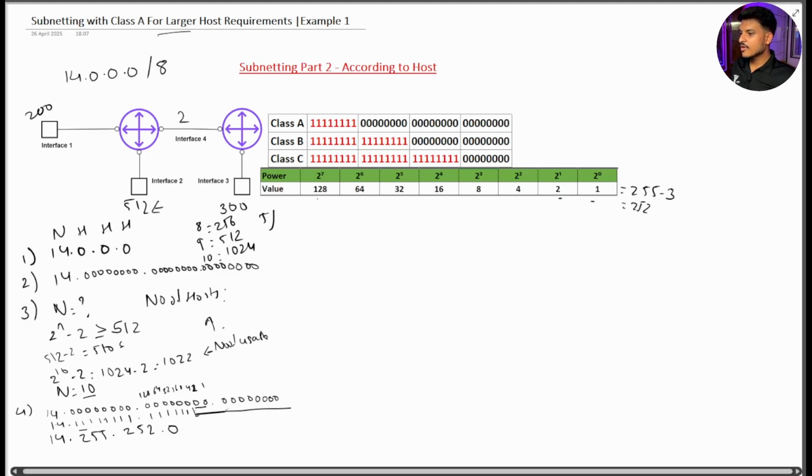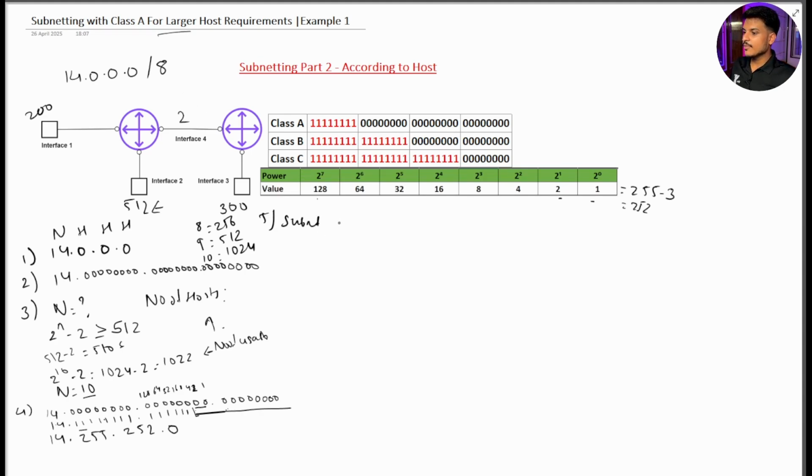In the fifth step, what will be the subnet mask for this IP? By default for class A the subnet mask is 255.0.0.0 because only the first octet, or the first 8 bits, are given to network. But here some subnetting is done in the third octet.